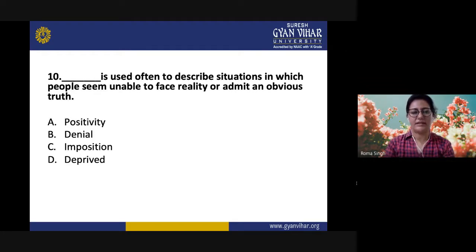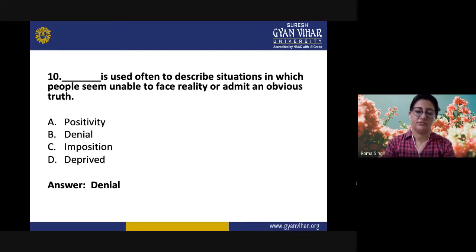Question number 10 is dash is used often to describe situations in which people seem unable to face reality or admit an obvious truth. So what is that? The options are positivity, denial, imposition, or deprived. And the correct answer is denial, where we don't want to face reality or admit that this is the obvious truth. And this is how we go into denial mode for some time.